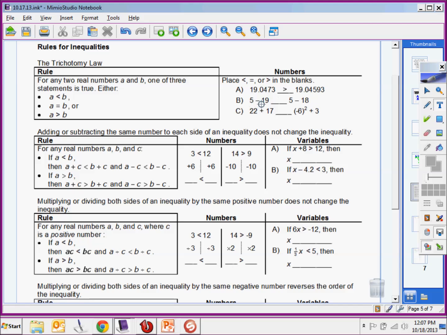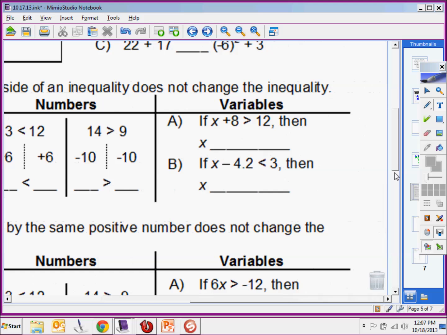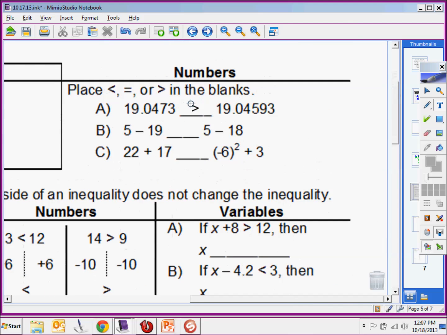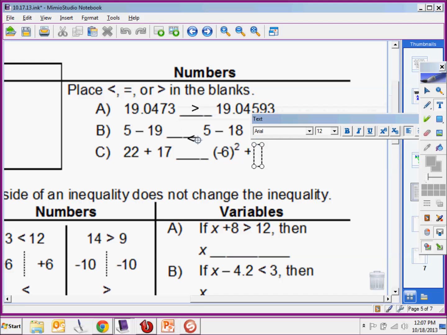Alright, when we look at B, what is the relationship? Is 5 minus 19 greater than, less than, or equal to 5 minus 18? Sorry, maybe I need to zoom in. It is less than. Why is it less than? Because it'll equal negative 14, and the other one's negative 13. Okay.